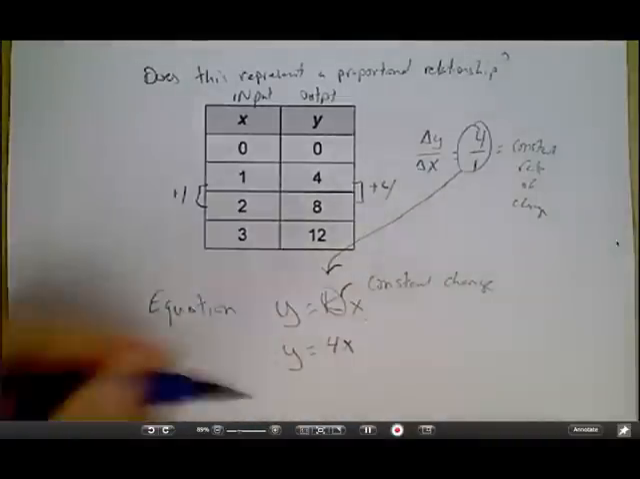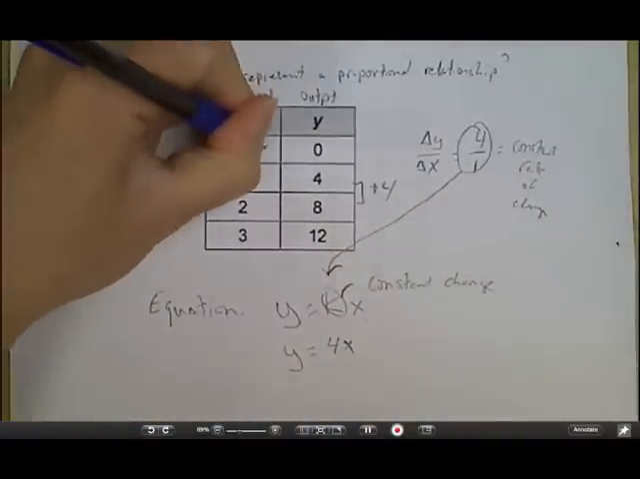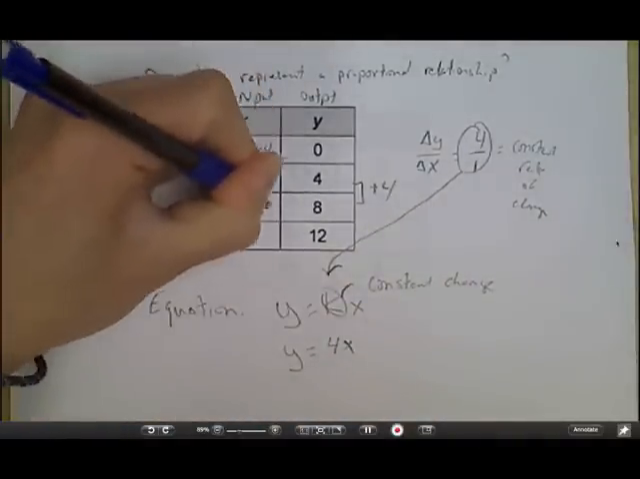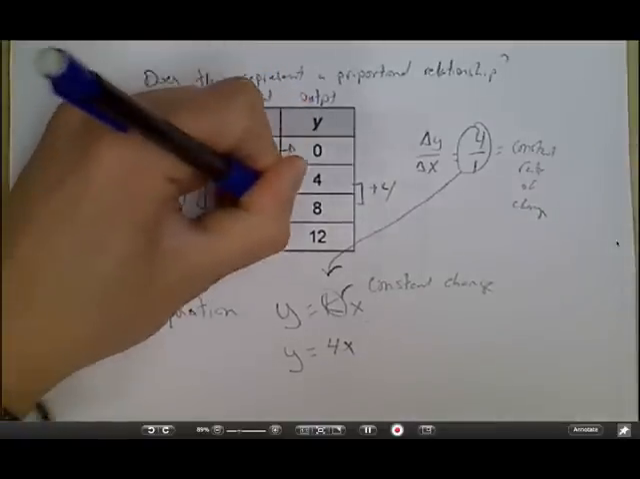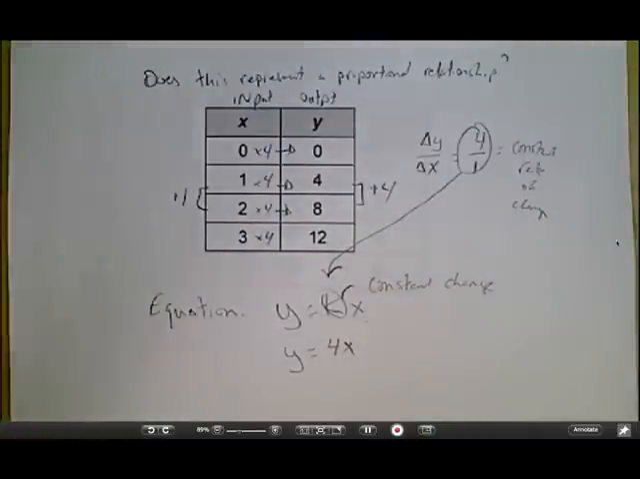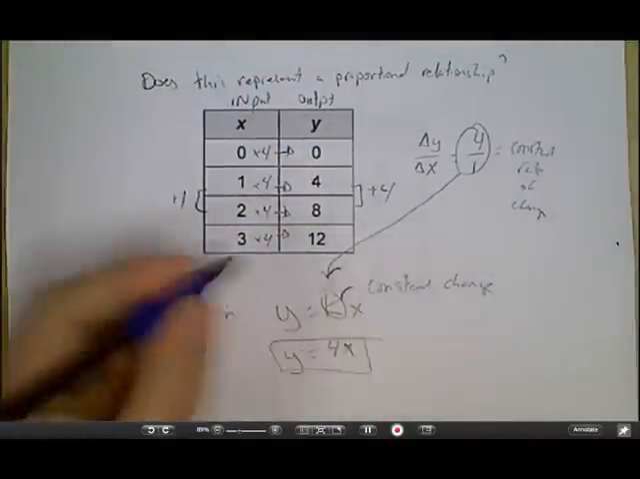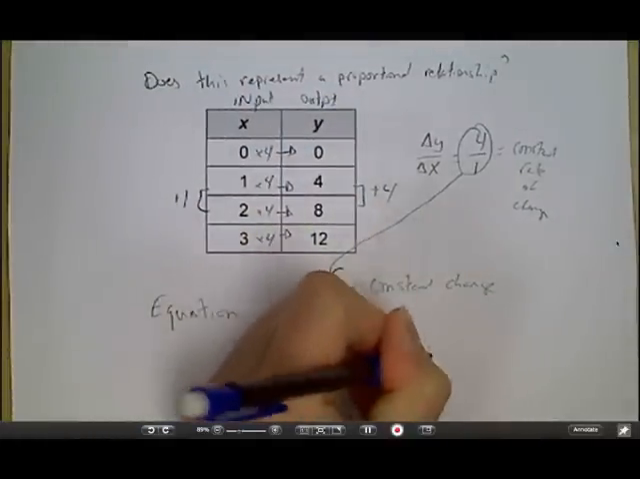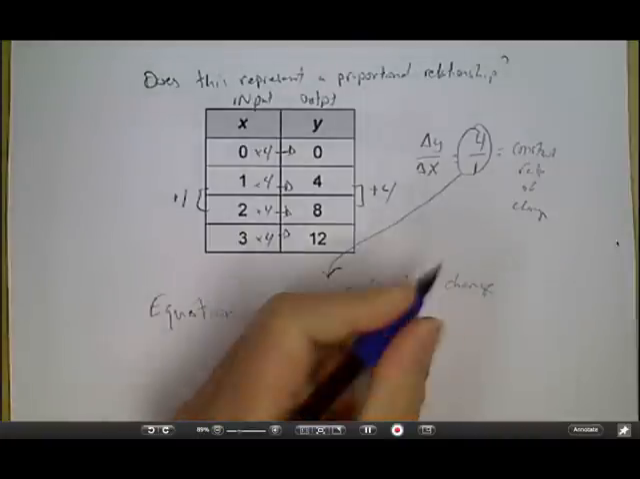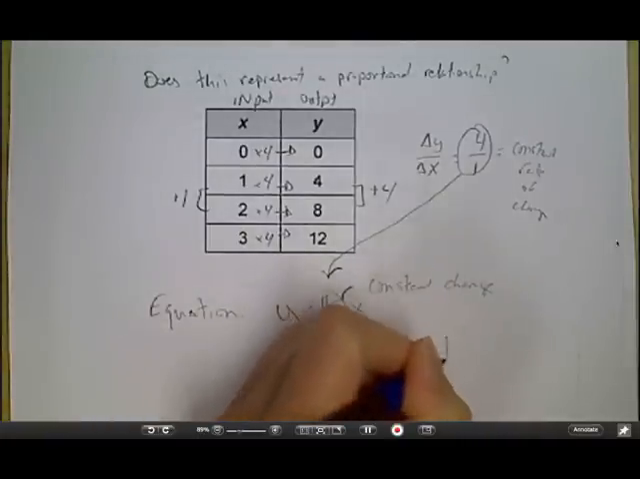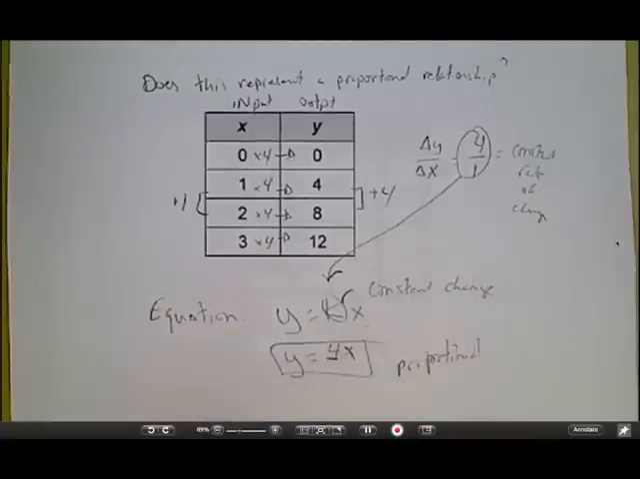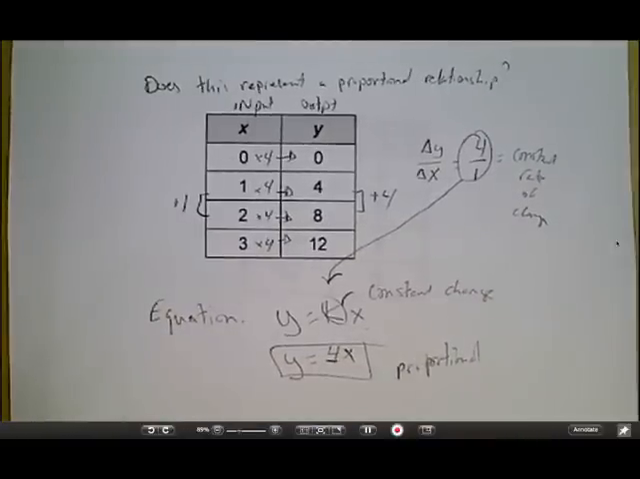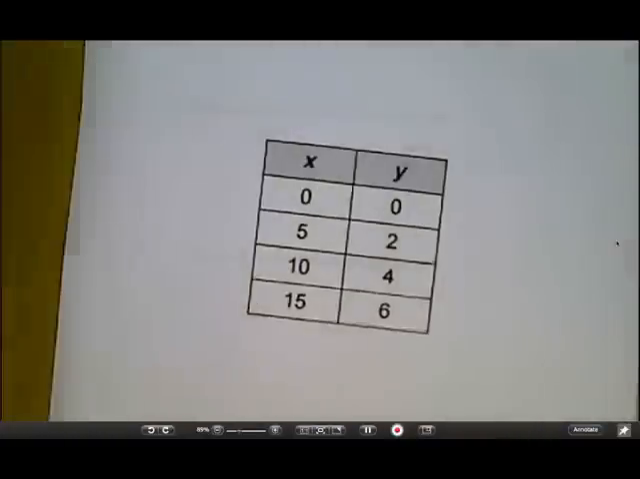How do we check our work? We multiply everything in here by 4, and we should get the same output. So 3 times 4 is 12, 2 times 4 is 8. So we know that this is proportional because we have a constant of multiplying by 4 each time. Okay, let's go to the next example.